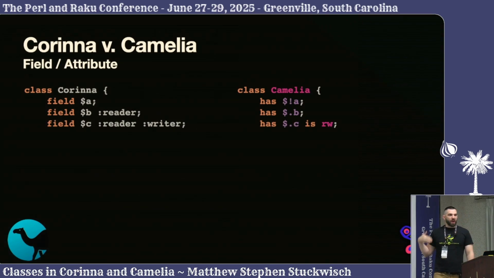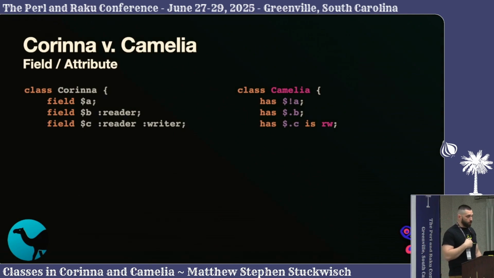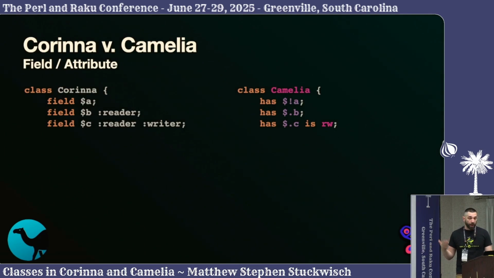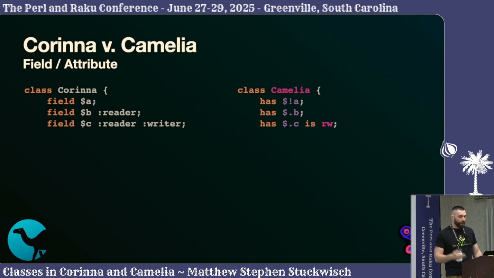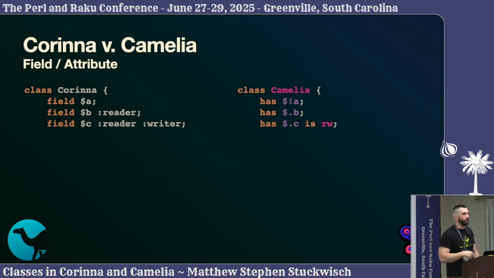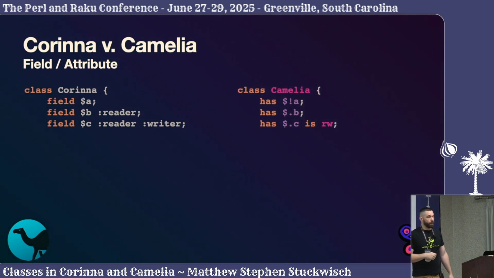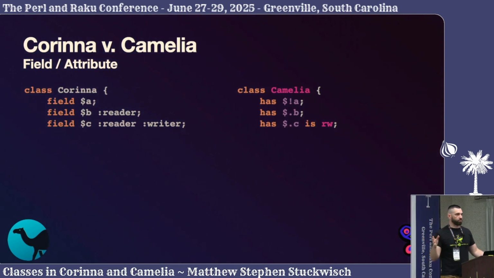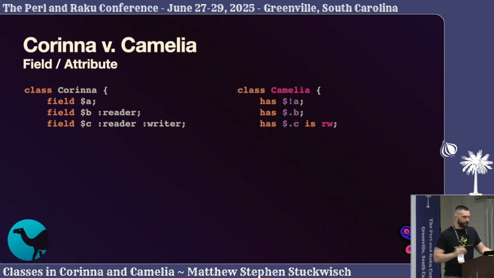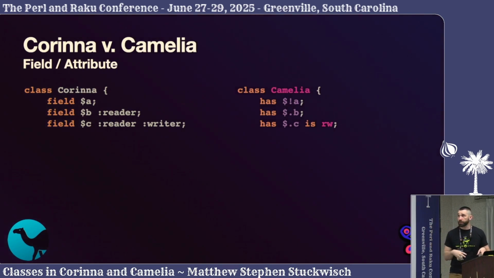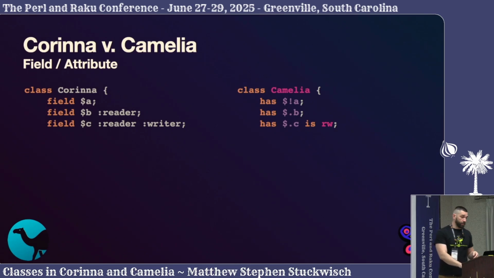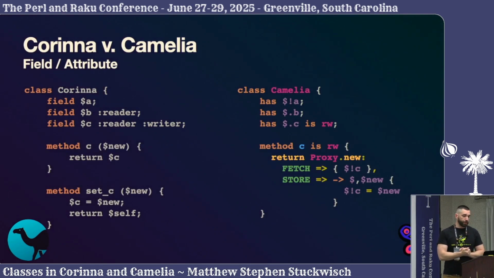But let's say we also want to write into it. Okay? Well, in Corinna, then you add on the :writer. And in Raku, we would add is rw. Because by default, in Raku, all the stuff from the outside doesn't touch it. All I can do is at best read it. We'd like to keep things as encapsulated and private as possible. And that's also a goal with Corinna. Right? And this is basically what those are doing.